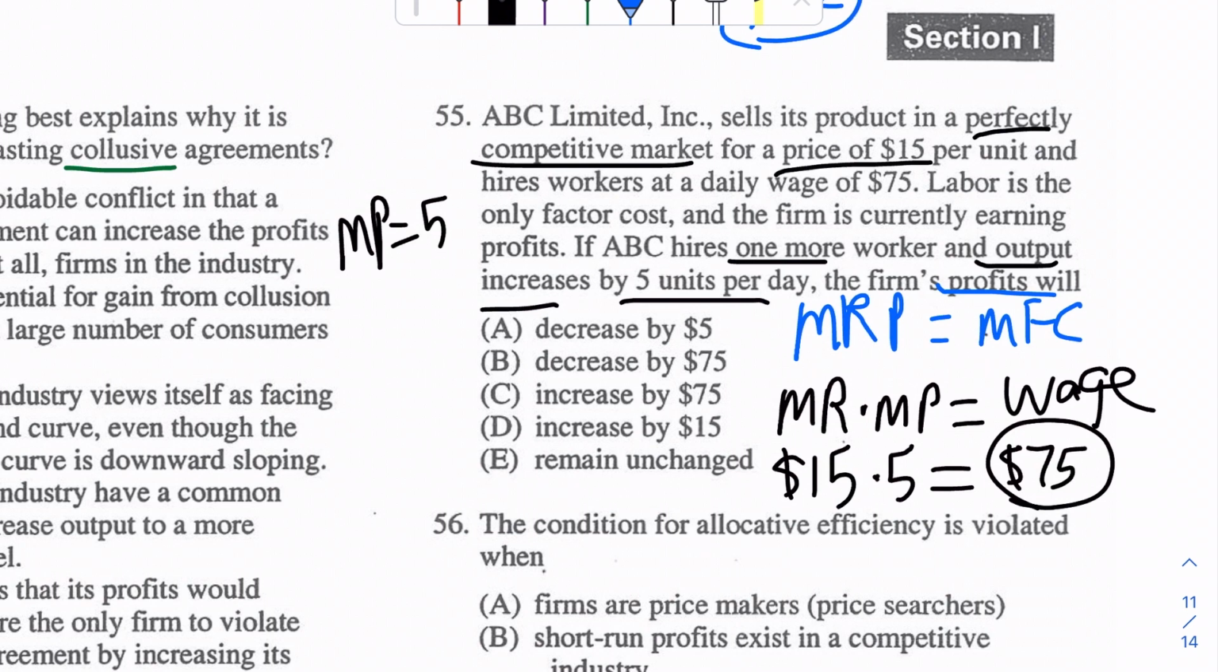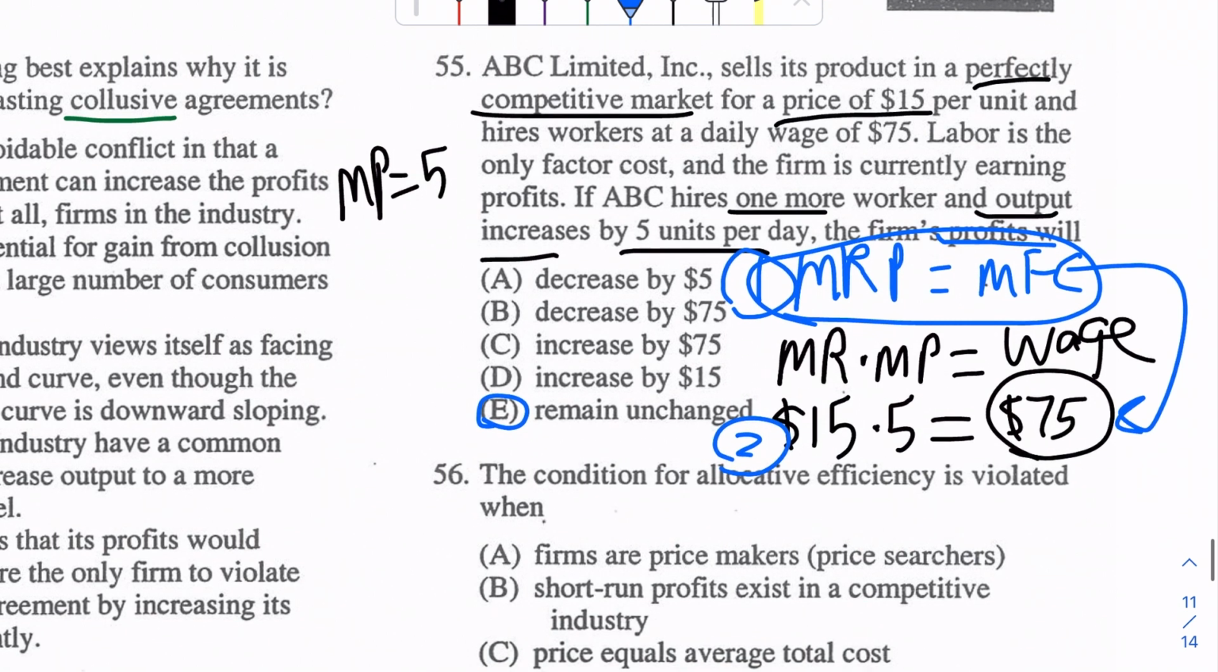Well, you're still at your profit max. Your profit max did not change because you were at MRP equals MFC, and then you hired somebody else, and now you are still where your MRP is equal to MFC. So your profits did not change. You were equal before, you are equal again, your profits do not change.